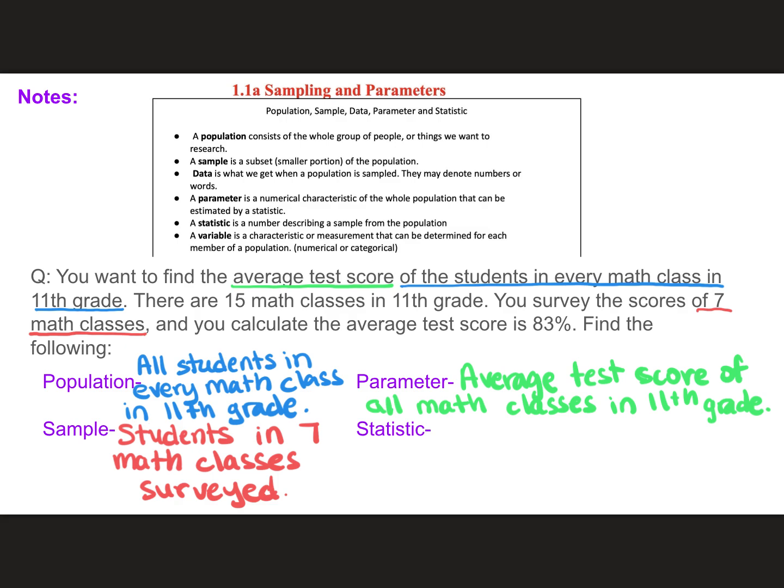The last item we're going to talk about is the statistic. So this is the actual value that we collect from our sample. So if we go back, we calculated that the average test score is 83%. That information came from those 7 math classes. So our statistic is 83% average test score.